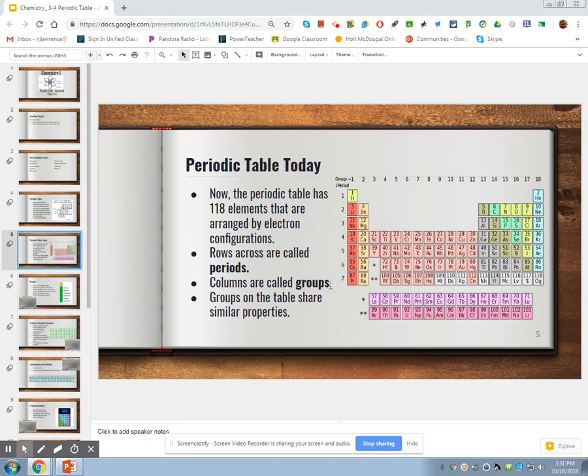A period is a row from left to right, and our columns, the up and downs, are called groups, or they can also be called families. All the elements in the same group or family are organized that way because they share similar properties. That is a key part of the periodic law, that these groups are arranged because all these elements, lithium, sodium, potassium, share very similar chemical properties.